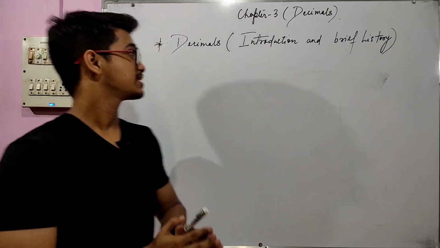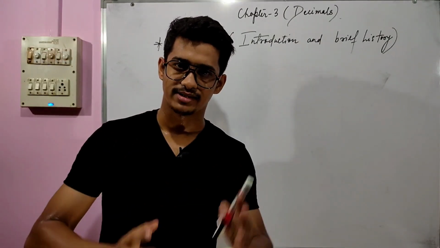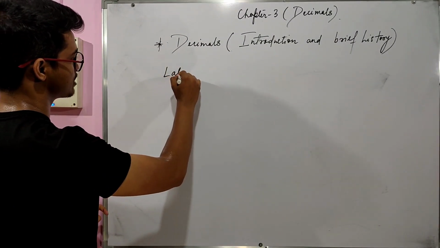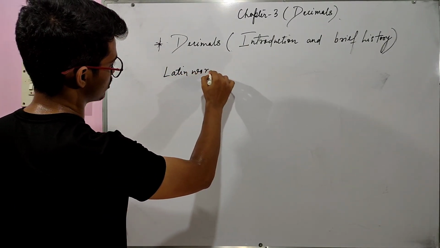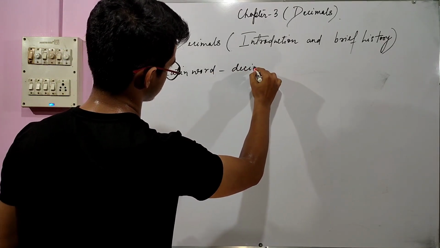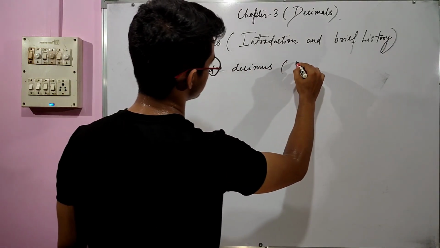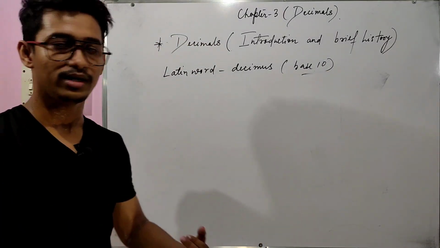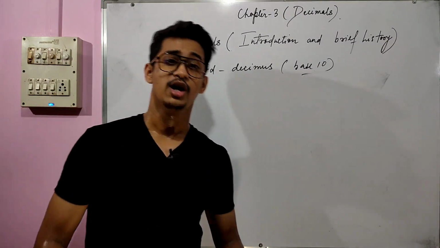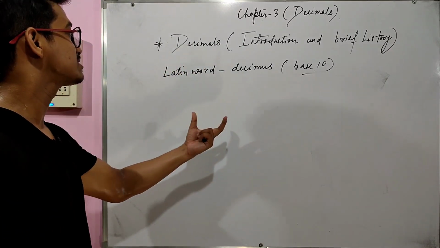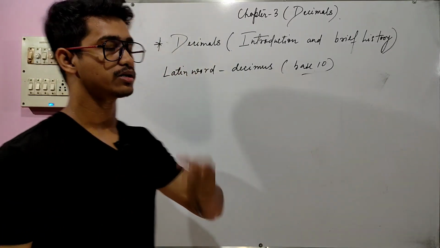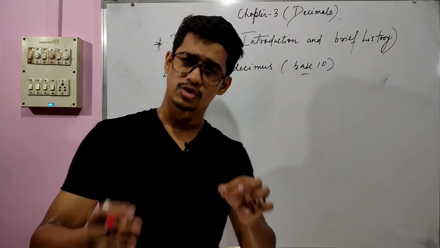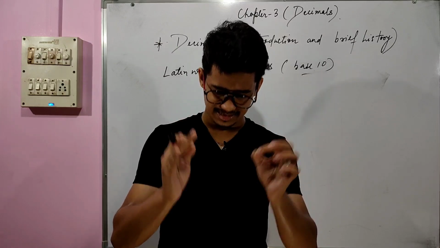First of all, let's understand about decimals, the introduction part. The word decimal is derived from a Latin word, which is decimus. Decimus means base 10. So the decimal system is also called the base 10 system. So what does base 10 mean, and how did this word decimal come into existence, which will also connect that history part. Let's take one example.